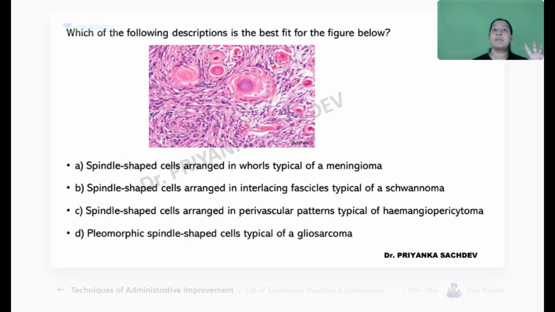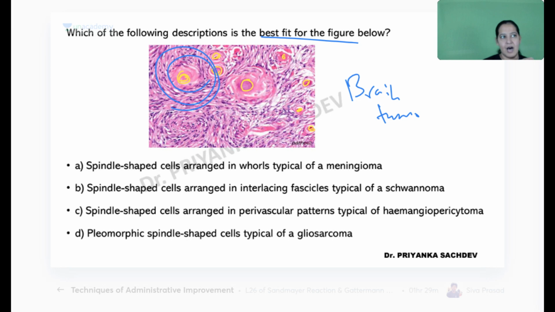Have you got it? This is the next question in front of you. Which of the following best fits the image given below? It is a brain tumor spotter. Okay, I will give you the clue. What can you see in this image? I can see some deep blue color central masses. Apart from it, I can see the tumor cells. Around these masses, tumor cells are arranged in balls.